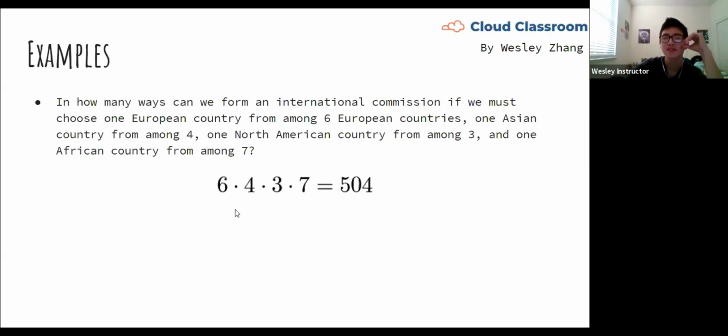So six representing the European countries, the four Asian countries, three North American countries, and seven African countries. I need to choose one from each. So I have six possibilities times four possibilities times three possibilities times seven, and that equals 504.